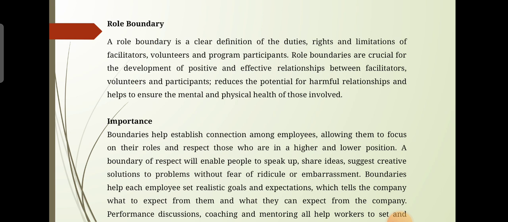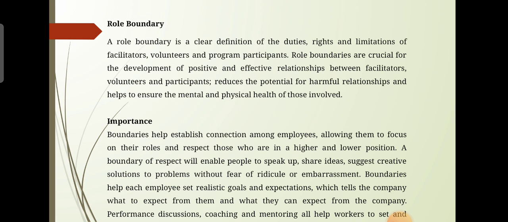And next one is role boundary. So as you all know, the role boundary is a clear definition of the duties, rights and the limitations of the facilitators, volunteers and the program participants. Role boundaries are crucial for the development of positive and effective relationships between the facilitators, volunteers and even the participants. It is going to reduce the potential for harmful relationships, and it is going to help ensure the mental and physical health of those who are involved in that role.